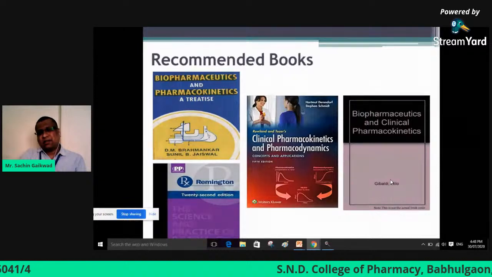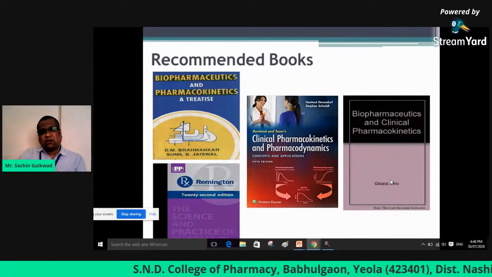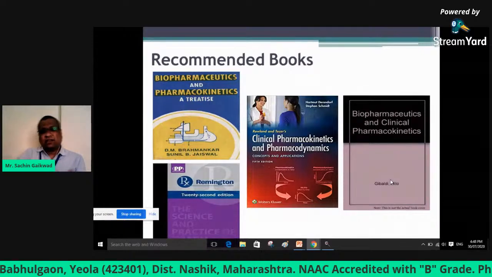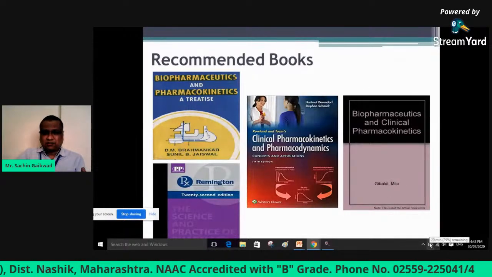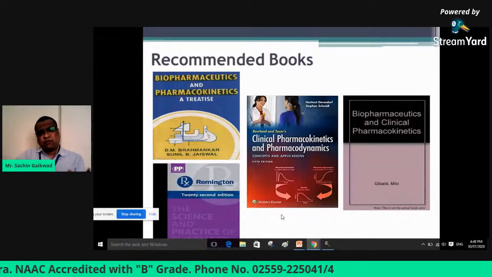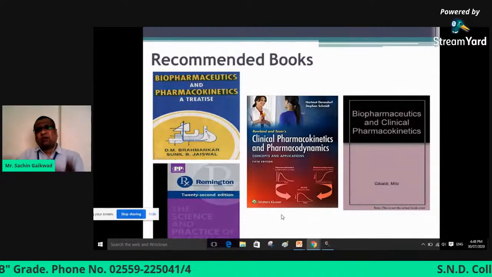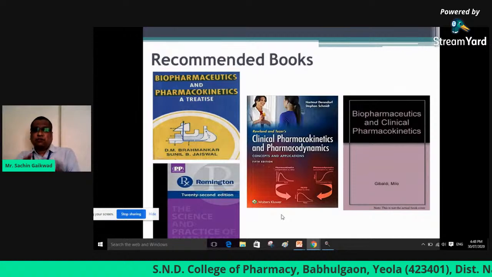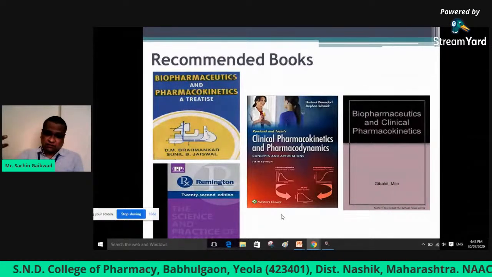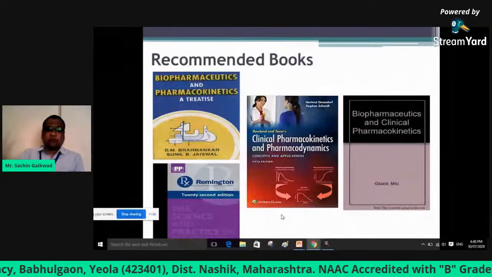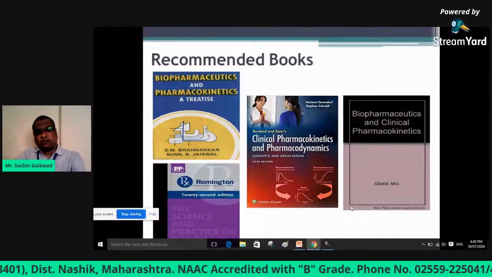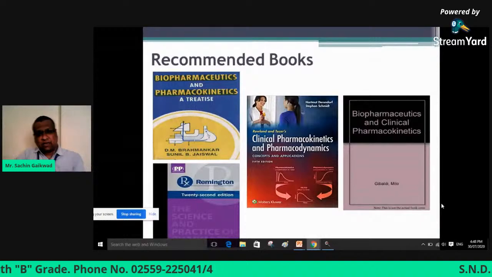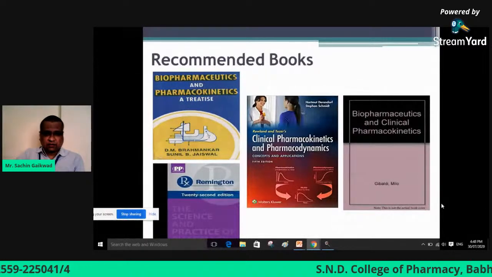But my one personal suggestion: do not depend only upon these books. Apart from these, you can refer to various journals and research articles, which will be beneficial for you, not only for attempting the exams but also for your further research. So, in this way, our introduction of the syllabus is complete. Afterwards, in our next lecture, we will start a new chapter.